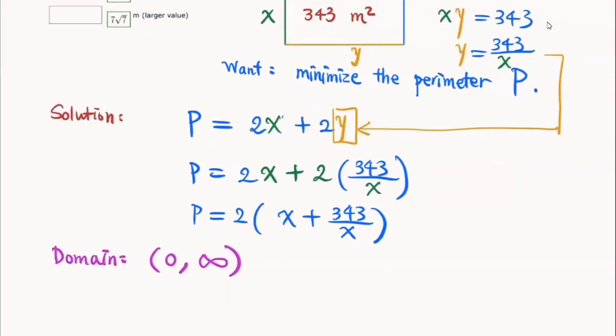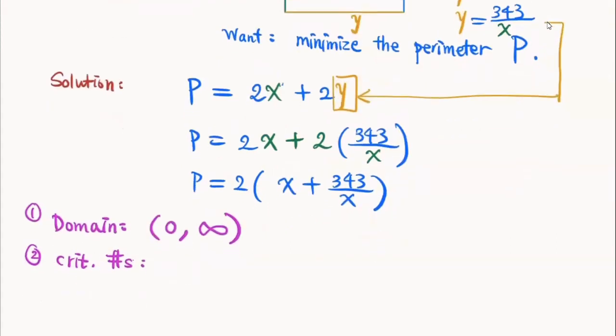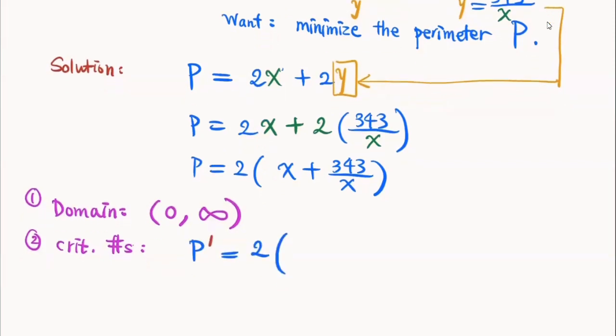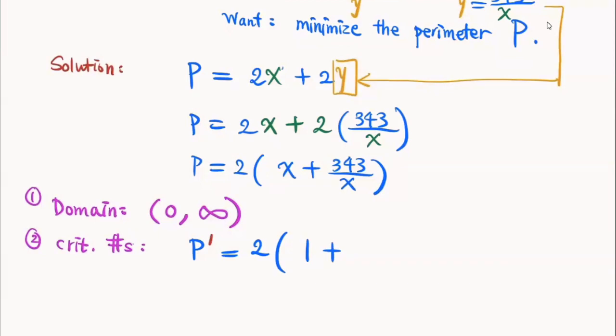Now the next step is to find critical numbers. So we would take the derivative to find critical numbers. The reason for that is because the max and min will occur at a critical number or at an endpoint for a continuous function. So we're going to differentiate this. The 2 here is a constant multiple, so put it in front. The derivative of x here is 1, and then 343 is a constant multiple. The derivative of 1 over x, as we talked about last time, is negative 1 over x squared, using the power rule.